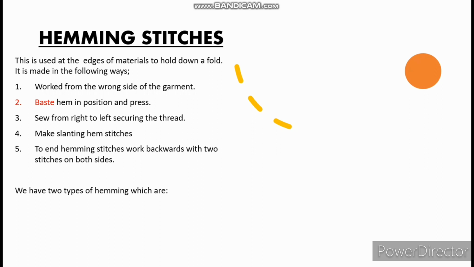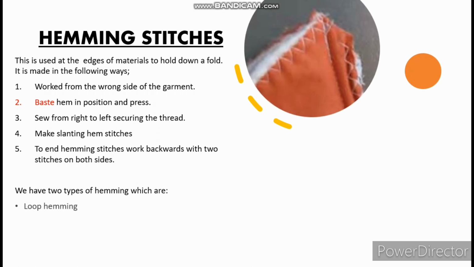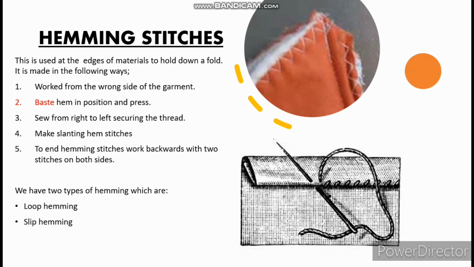We have 2 types of hemming stitches. They are loop hemming and slip hemming. Let's look at them. Now note, base means to sew with wide stitches. Take note of that. It means to sew with wide stitches. Now let's look at the types of hemming stitch.